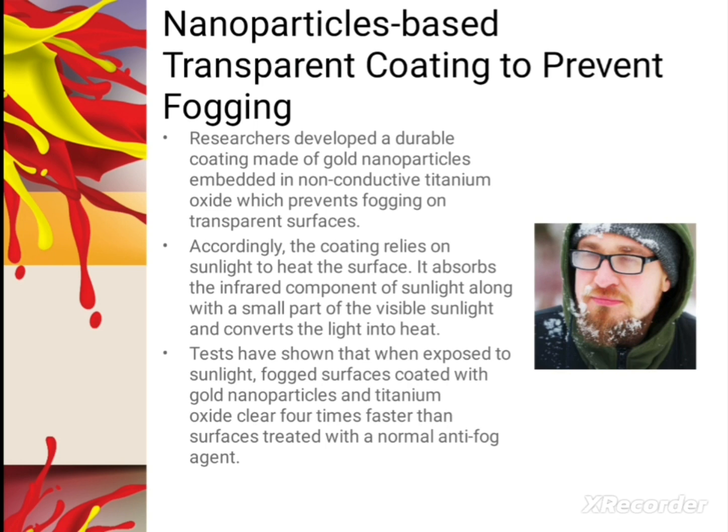These tests show that when exposed to sunlight, the fogged surfaces coated with gold nanoparticles and titanium dioxide, meaning the nano coated glass surfaces, clear 4 times faster than the surfaces which are treated with a normal anti-fog agent.